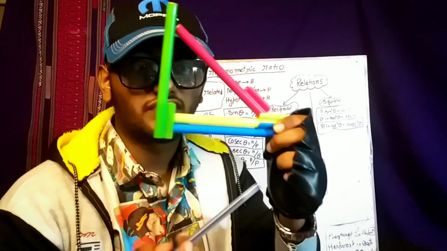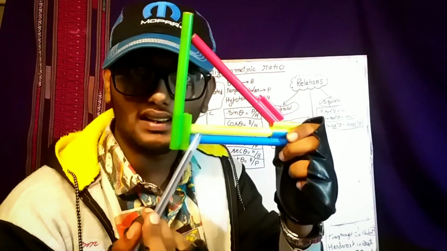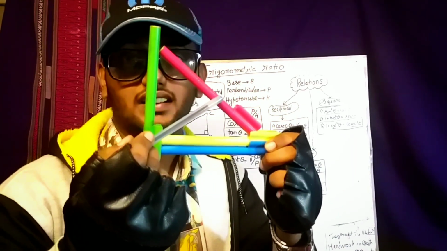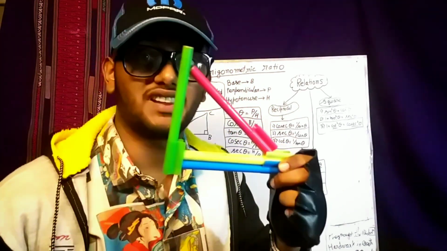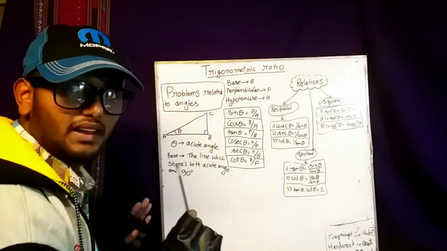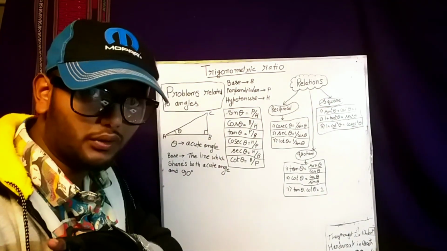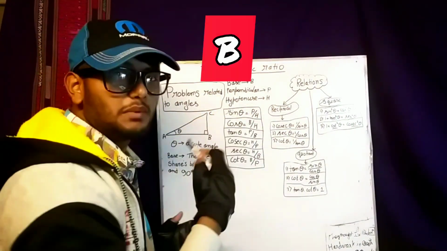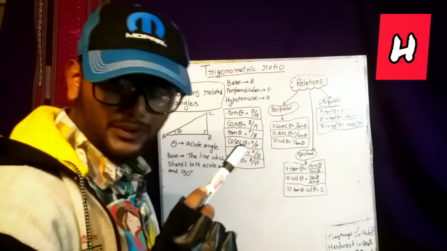So the square of this length plus the square of this length equals the square of this length. So this one is the greatest length. Okay. Now we know what the base, perpendicular, and hypotenuse are. For simplicity, let base be B, perpendicular be P, and hypotenuse be H.